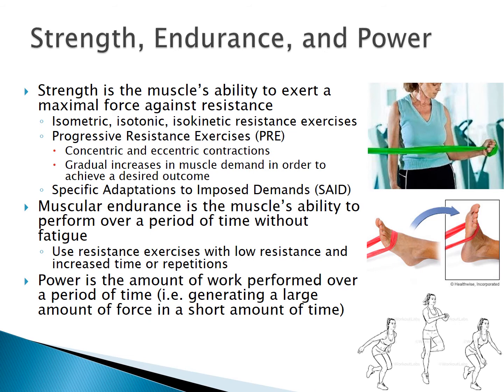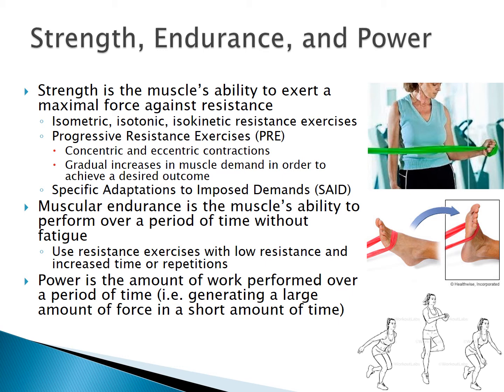When the term therapeutic exercise is used, most people tend to think about regaining strength. Strength is a measure of the muscle's ability to exert a maximal force against resistance. Therapeutic exercise is an umbrella term that refers to any exercises used in a rehabilitation program. Several types of strength exercises can be used in a rehabilitation program. Isometric, isotonic, and isokinetic resistance can all play a role. Strength exercises fall under the category of PRE, or progressive resistance exercises. PRE rely on a gradual increase in a muscle's demand in order to achieve a desired outcome.